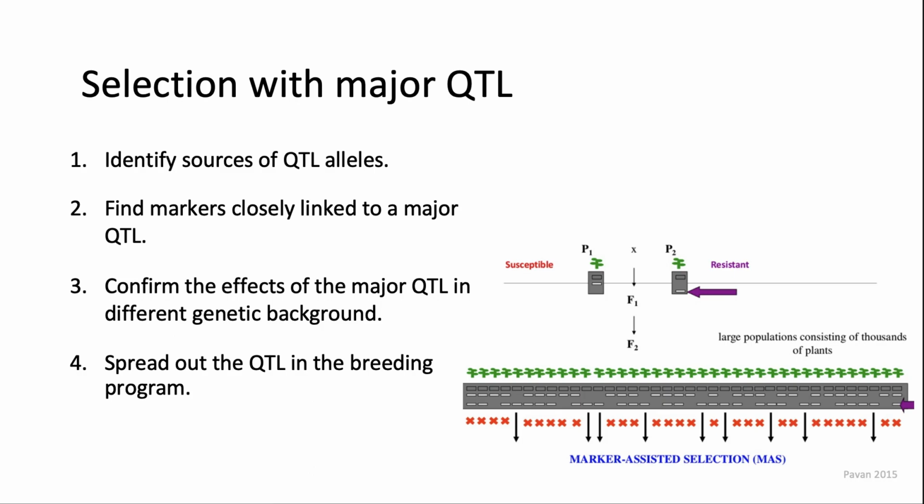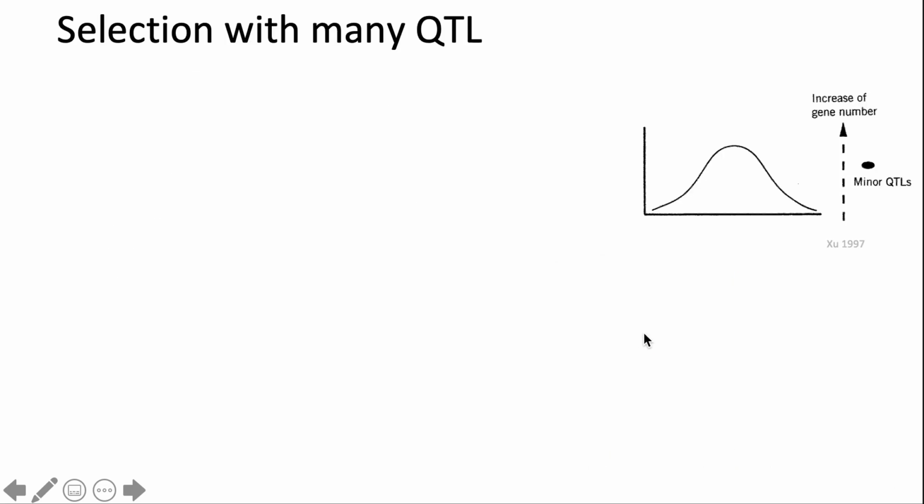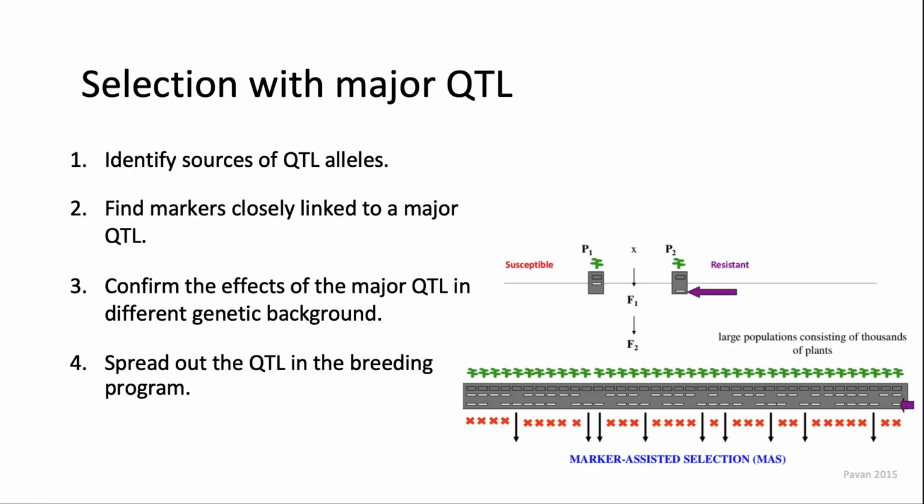And after you confirm that a QTL is consistent across different genetic backgrounds, you can start to use that information. You can design some molecular markers in that QTL and try to use them in early generations to select germplasm in the breeding program, and try to increase that good allele in your population. But that is the case when we have a major QTL.